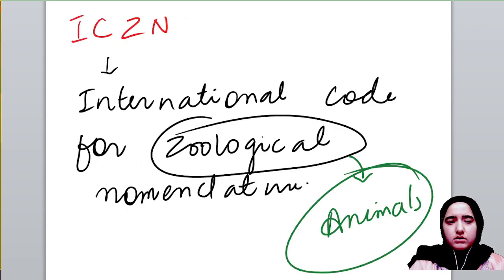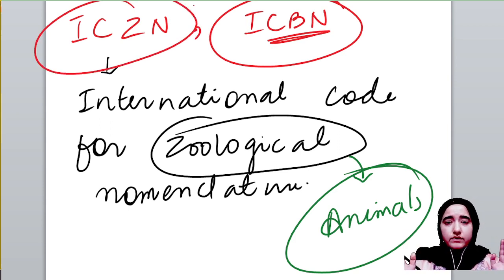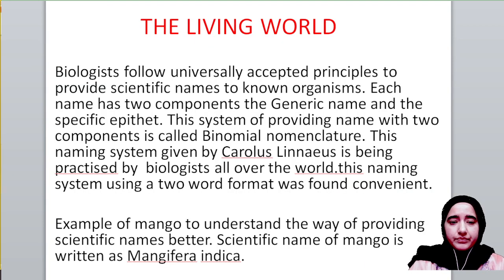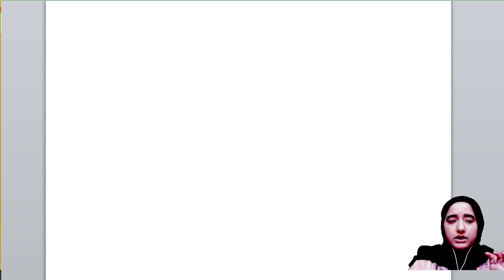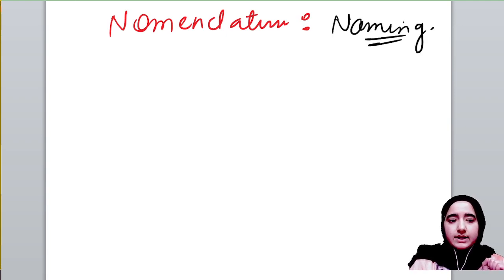And why do we establish names through them, ICBN and ICZN? It's all in order to get rid of confusion, in order to get one particular name for one particular organism. Okay, I hope this concept is clear. Biologists, be they animal taxonomists or botanists, provide scientific names to known organisms. And what kind of naming? I already told you that it is known as nomenclature, which simply means naming.